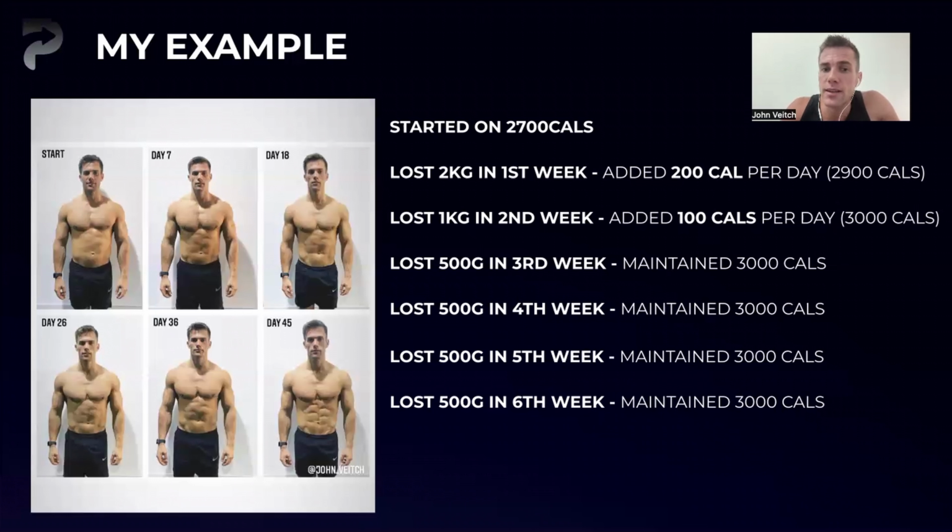So on day 18, I weighed in again. Sorry, I'd lost a kilo in that second week. So again, I want to be aiming for around that 500 gram loss per week. So I added another 100 calories, which again is something like a banana. Okay, so I didn't need 2 bananas. I think it was a handful of, or 14 almonds is roughly 100 calories.